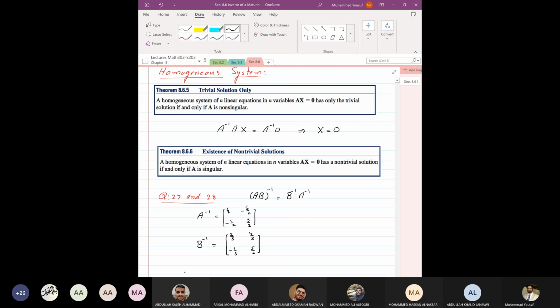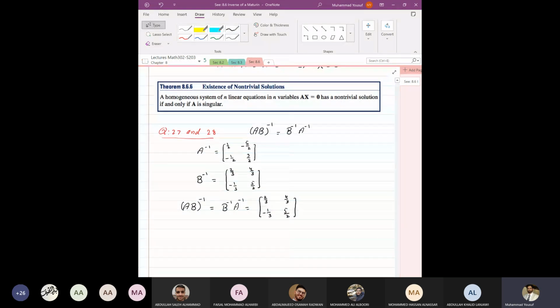So we want to compute AB inverse. We have to compute B inverse, A inverse, and that is, first I put here B inverse, 2 over 3, 4 over 3, negative 1 over 3, 5 over 2. I don't know if it is correct or not that we have here 5 over 2. Maybe it is correct, because all others are over 3. Anyway, 1 over 2, minus 5 over 2, minus 1 over 2, 3 over 2.